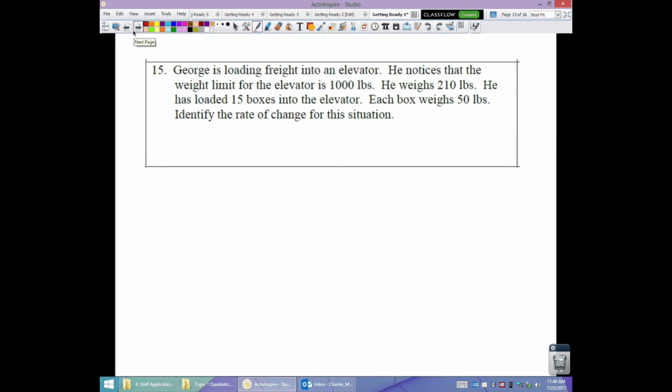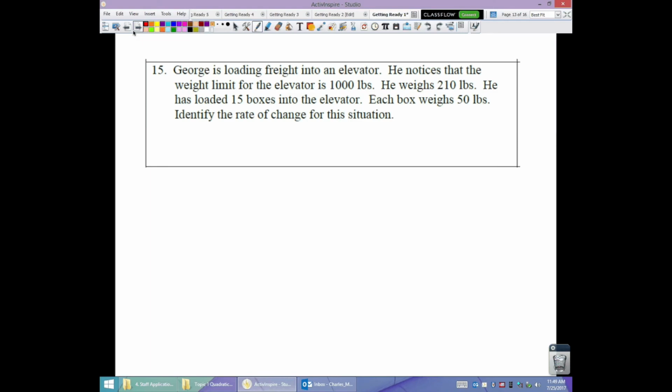15. So in a word problem, we need to somehow pick out either a stated rate of change, or if we're not lucky enough for that, then we need to identify 2 points so we can find our rate of change with the formula. So George weighs 210. He's loaded 15 boxes onto the elevator, and each box weighs 50. Identify the rate of change.